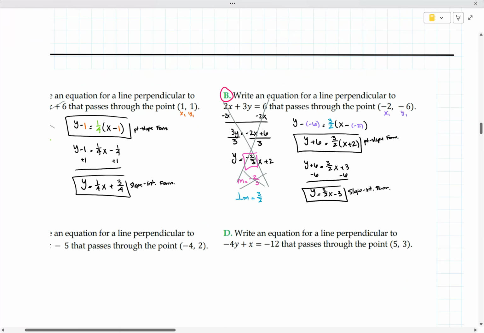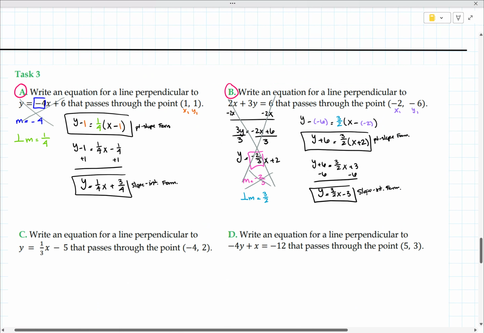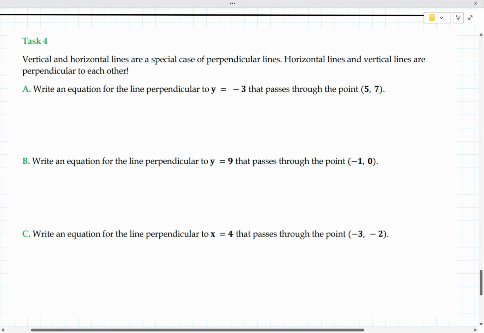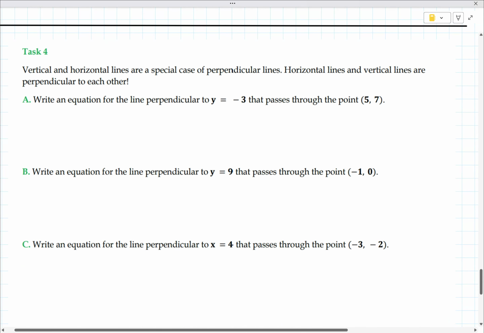So go ahead and double check A and B. And then C and D, let's save those for tomorrow when I'm back and we can use those as a little extra practice. And then let's go to task 4. So task 4 is touching on our perpendicular lines for vertical and horizontal.